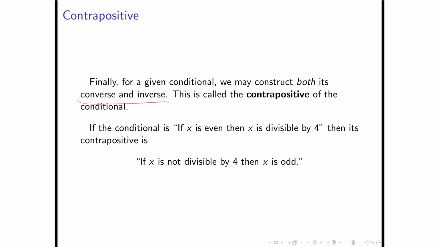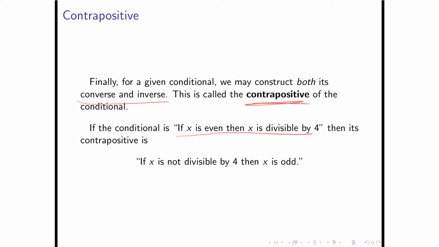And it doesn't matter which order you do it in because you get the same thing either way. So you do the converse and the inverse, right? The converse, you swap them around, and then the inverse is you negate each of them. So if you take, again, this proposition, if x is even, then x is divisible by 4, this is called the contrapositive, where you do both.